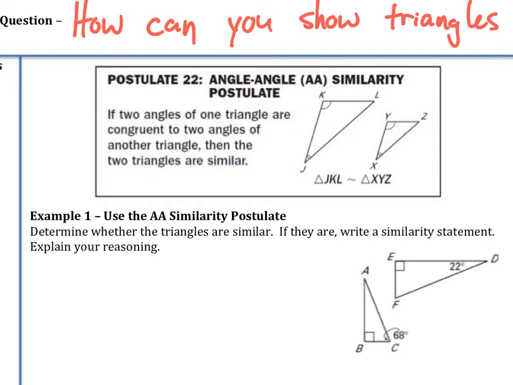are similar. So you can see that angle K and angle Y are both congruent. And then angle J has 2 marks, and so does angle X. So we have two angles in triangle JKL that are congruent to two angles in triangle XYZ. So therefore, by angle-angle similarity, the two triangles are similar. What that means is if you took the smaller triangle and just stretched it out, made it bigger, it would line up perfectly with that bigger triangle.